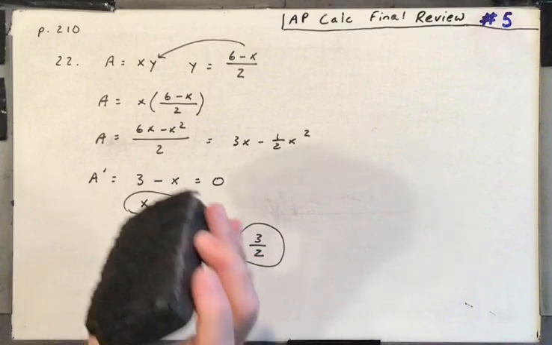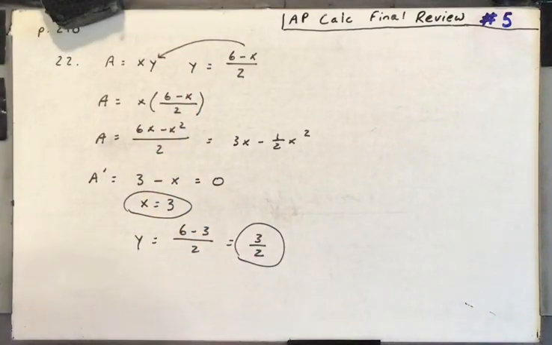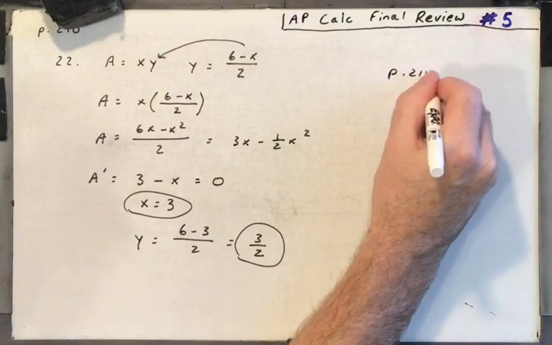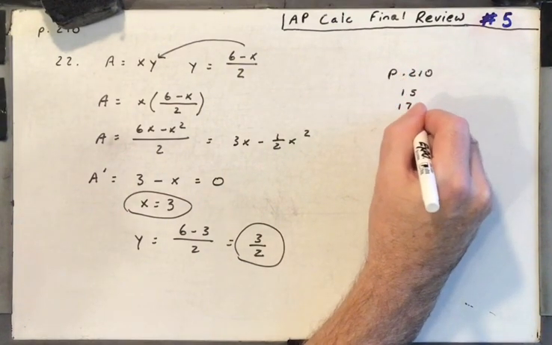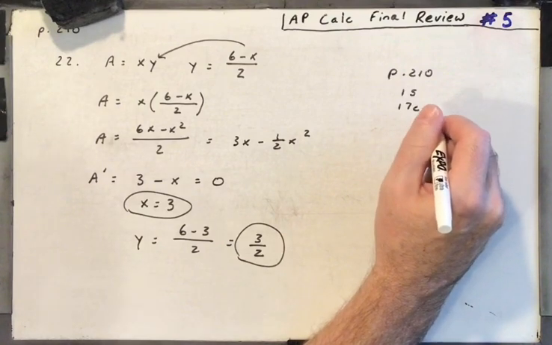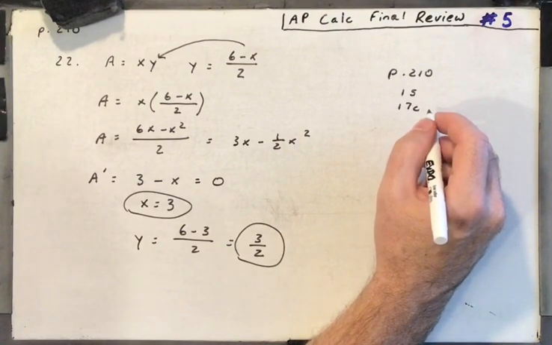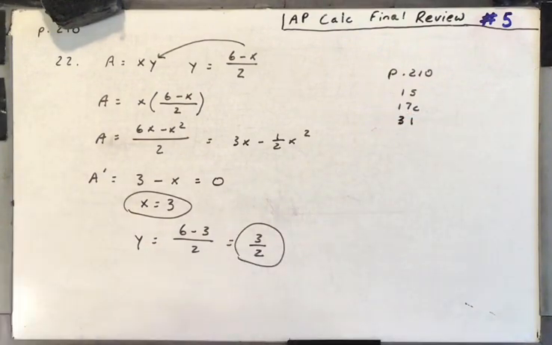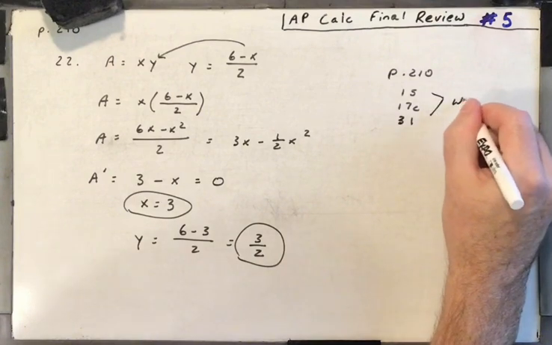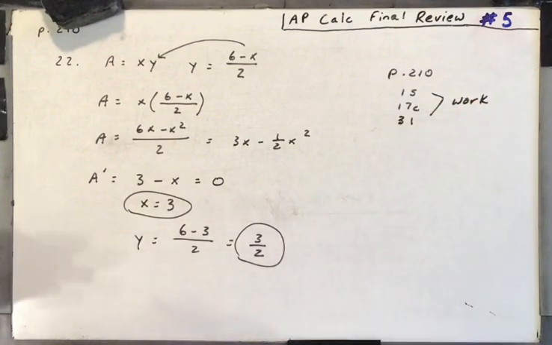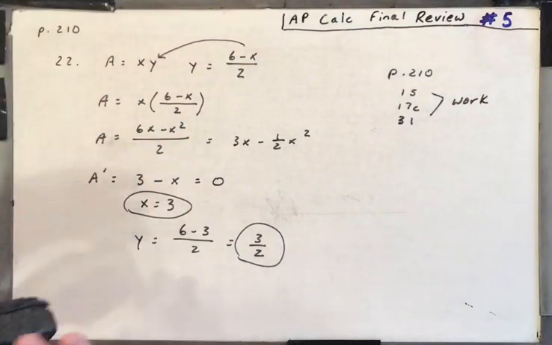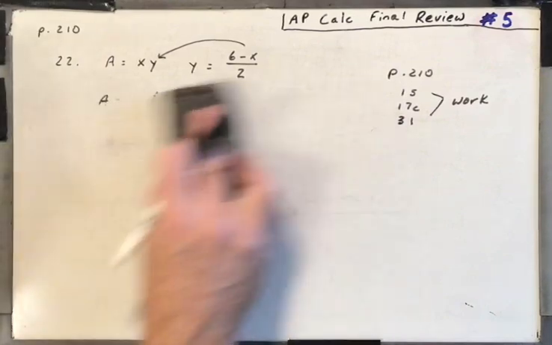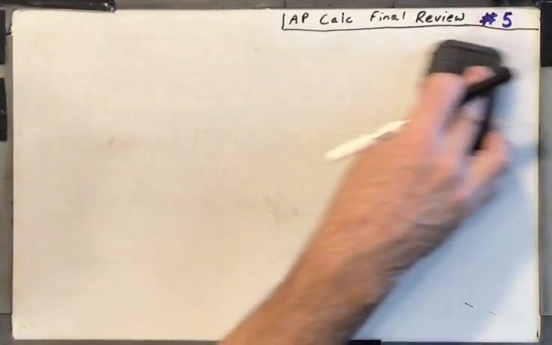Okay, before we leave geometric optimization, the suggested problems on page 210 are 15, 17C, and 31. You should work those, and if you have trouble on any of them, just let me know. You should definitely work those, since I only worked 2 problems here. Okay, let's work the business problems, and then we will be done with this final exam review.